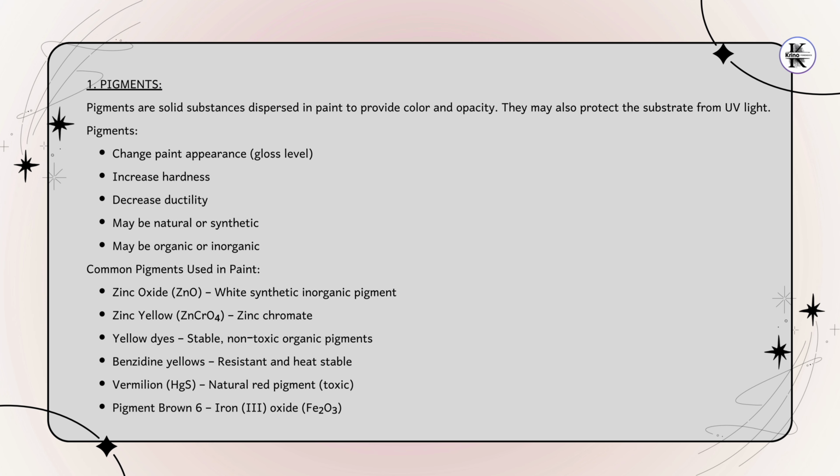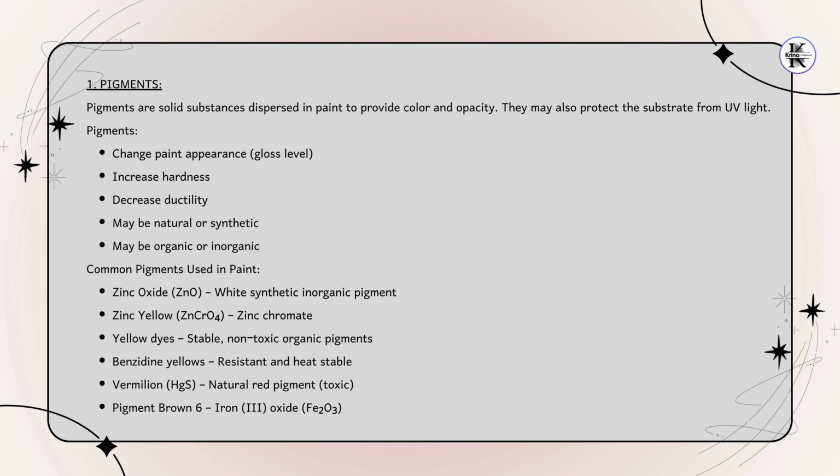Pigments are solid particles responsible for the color and opacity of paint. They also help in protecting the surface from UV radiation. Pigments can change the appearance of paint, increase hardness, and decrease ductility. They may be natural or synthetic, organic or inorganic. Some common pigments include zinc oxide, zinc yellow, iron oxide, etc.